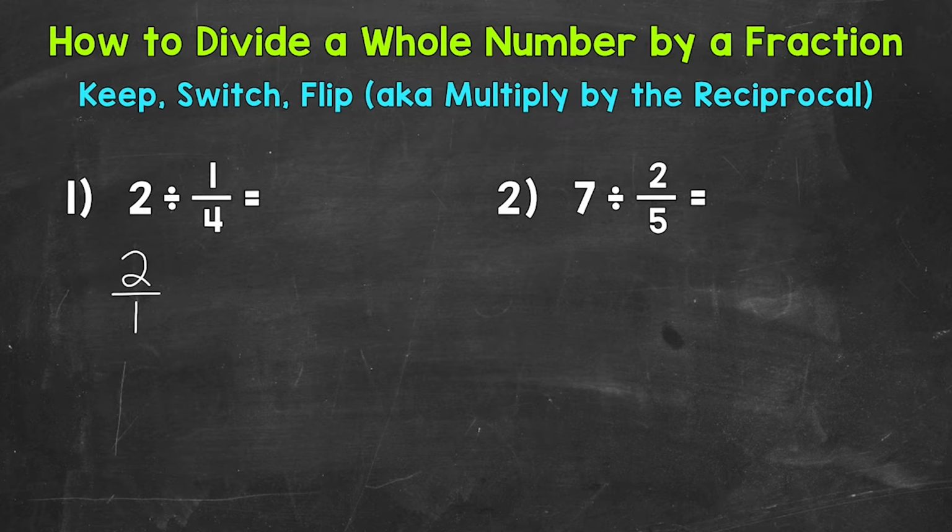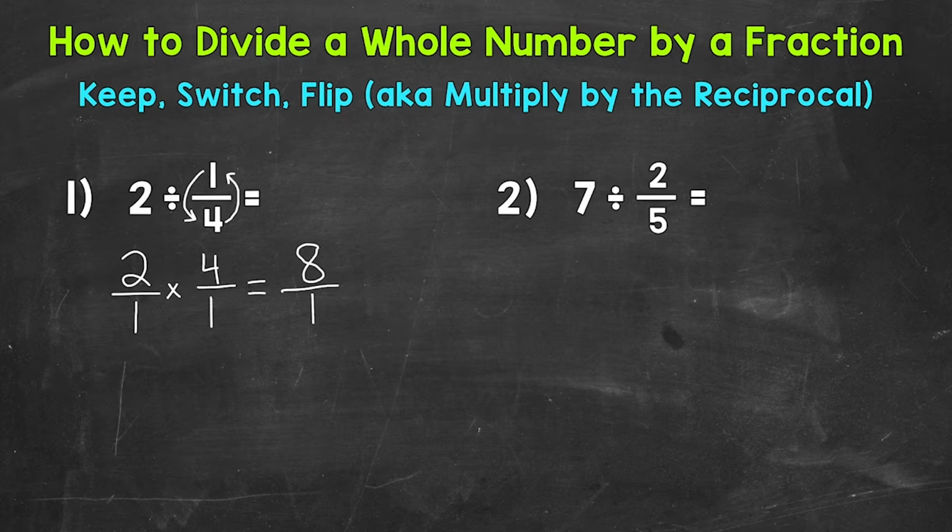Then we switch from division to multiplication. And since we switched to the inverse or opposite of division, we're going to need to flip the second number or fraction. In the case of number 1 here, we have a fraction. So the denominator is now going to be the numerator, and the numerator is now going to be the denominator. So we have 4 over 1. Once we get to this point, we have a multiplying fractions problem, which we just multiply straight across when we multiply fractions. So 2 times 4 is 8, and 1 times 1 is 1.